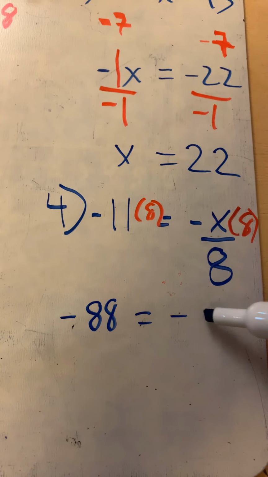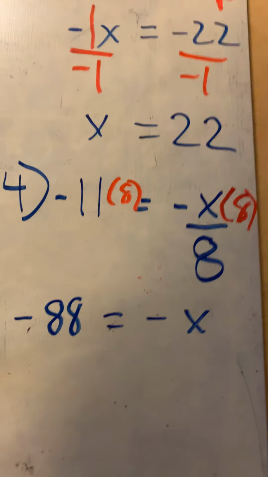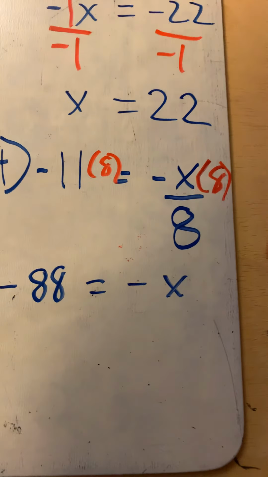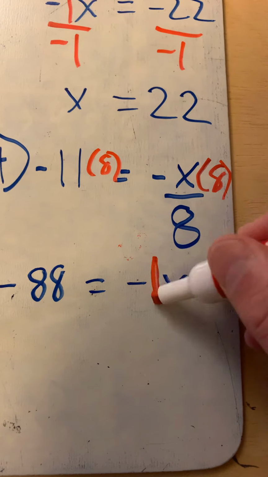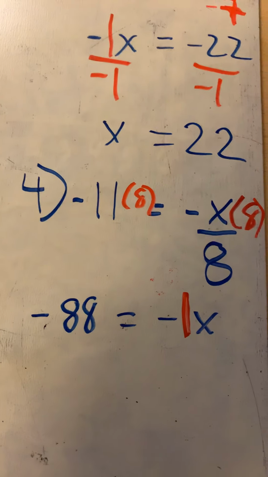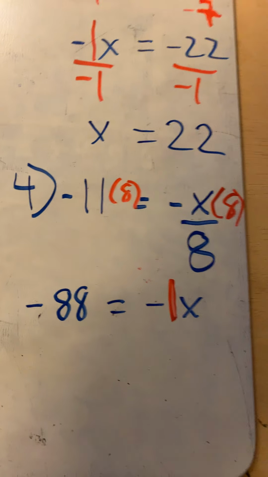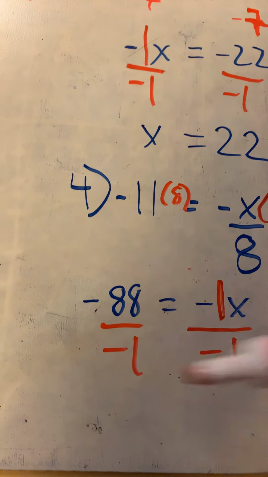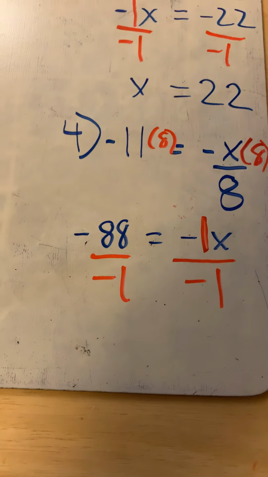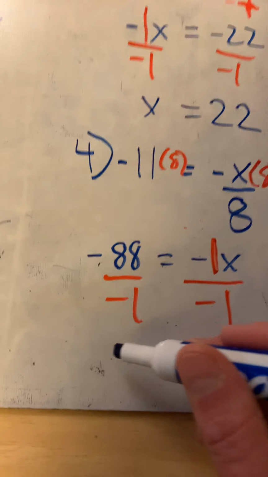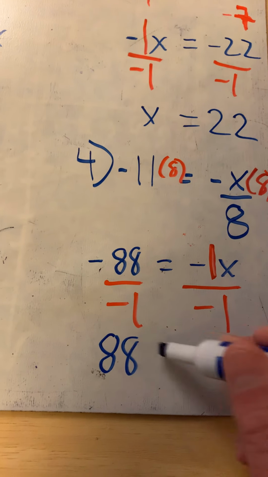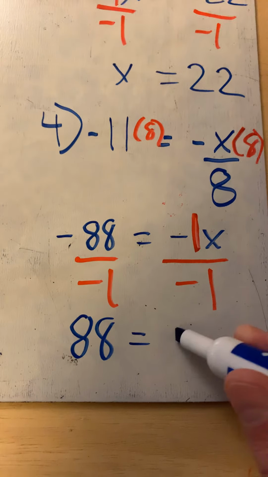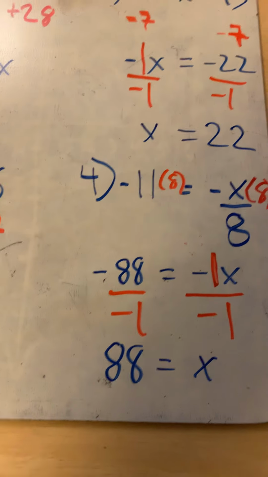equals negative x. Now we have a situation just like in number 2. We can't just leave it as negative x. Remember, even though we don't see it, there's a coefficient 1 there. Negative 1 multiplied by x. The way to solve this now is to divide both sides by negative 1. And keep everything on the same side of the equal sign. Negative 88 divided by negative 1 is positive 88. And negative 1 divided by negative 1 is positive 1x, or just x. And we are done.